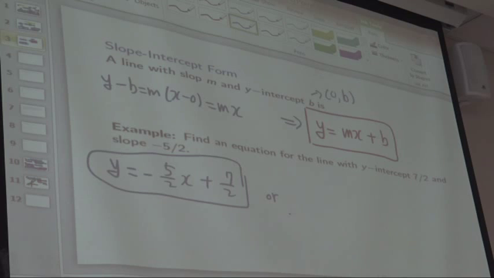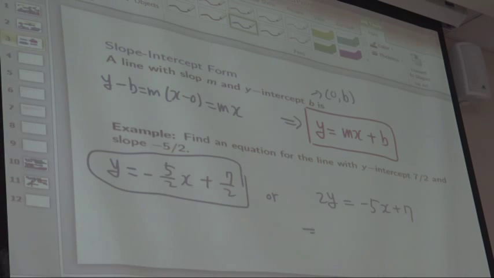if you don't like the fraction or the denominator, we can remove the denominator, right? We have a denominator of 2, which is 5/2, and also 2, which is 7/2. So we can multiply by 2 on both sides. Then we have 2y is equal to negative 5x plus 7.